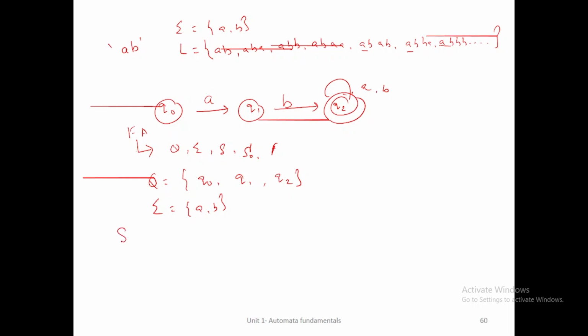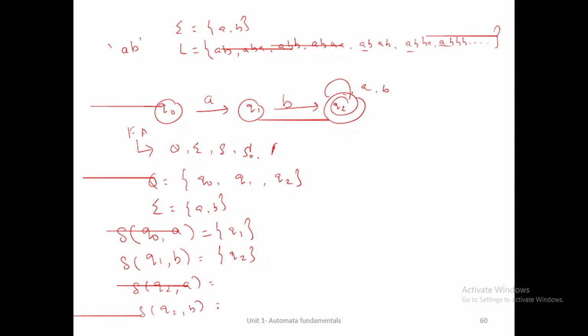And transition function means flow. So what flow is there from Q0? The output path from Q0 with the symbol A will go to the state Q1. Then from Q1 only one output state is there, it will go to Q2. From Q2 two output transitions are there, one is Q2 on A and another one is Q2 on B. The same state is maintained. So these are all transition functions. And the starting state of the finite automata is Q0. The final state is encircled with a double circle. So this is the final state. So these are the 5-tuple representation.